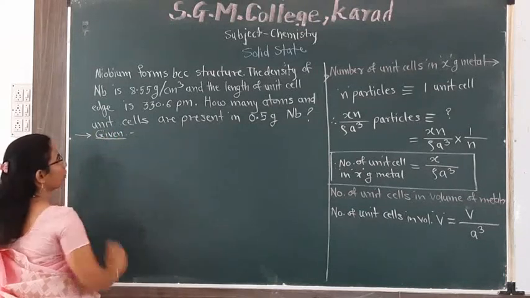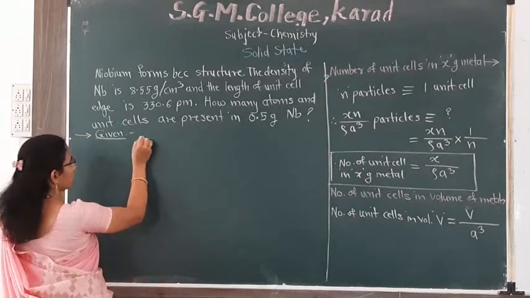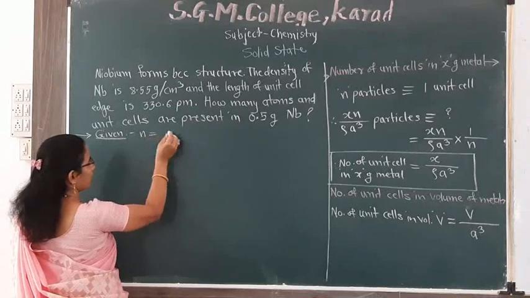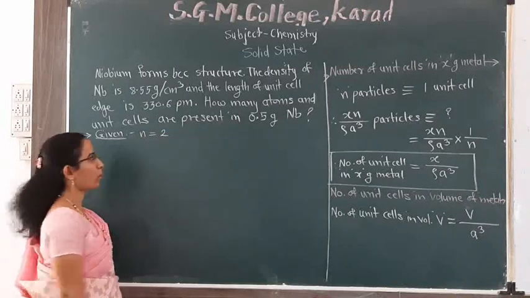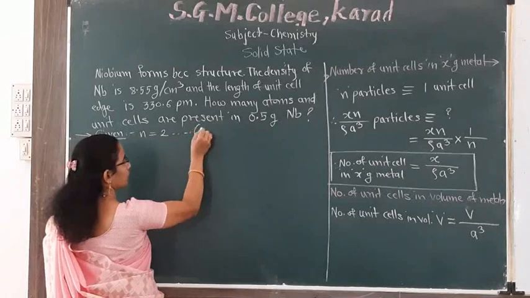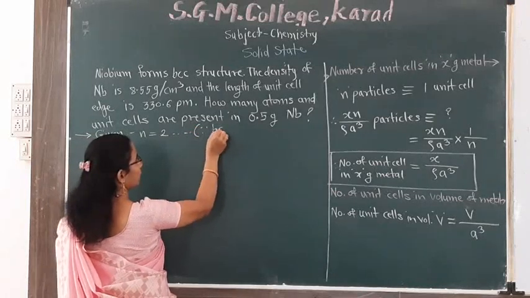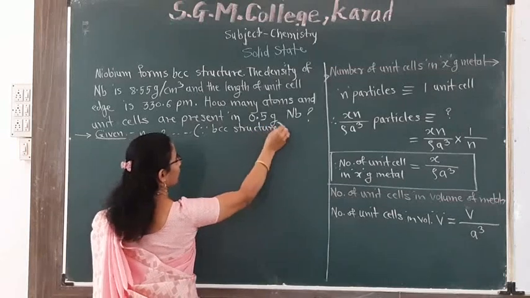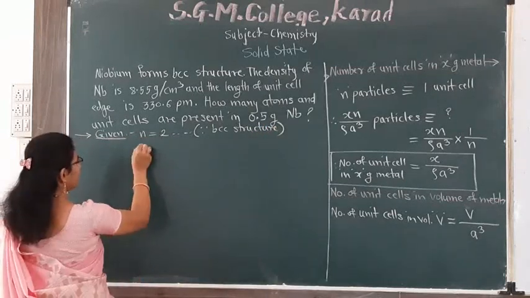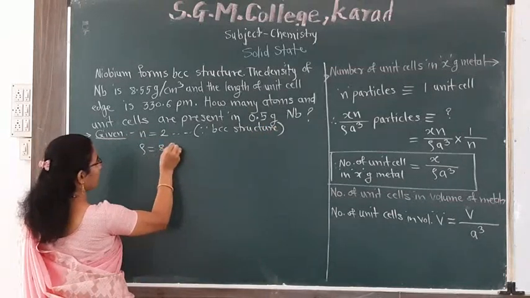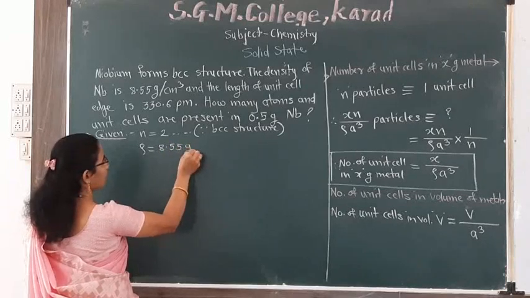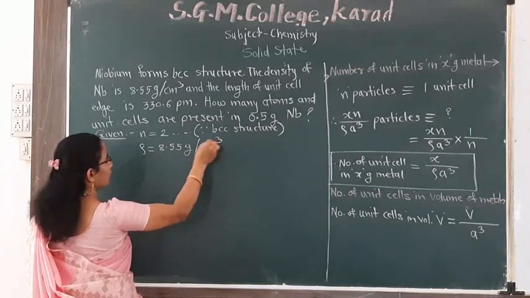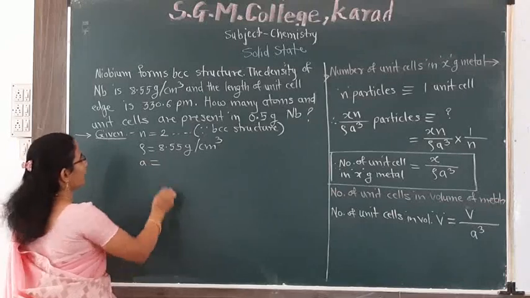Since niobium crystallizes in a BCC type of structure, we can write N, the number of particles, as 2. You will write here the reason: since BCC structure. Again, the density of niobium is given as 8.55 gram per cm cube. The edge length is also given.